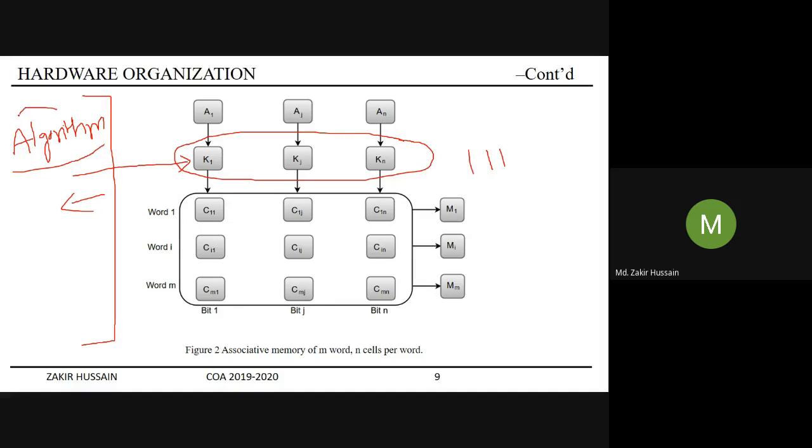So who is deciding that? This algorithm is deciding, software is deciding. For example, in your mobile phone, again the contacts example I am giving. Different mobile phones have different algorithms.